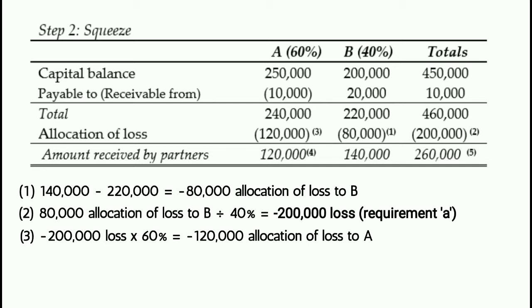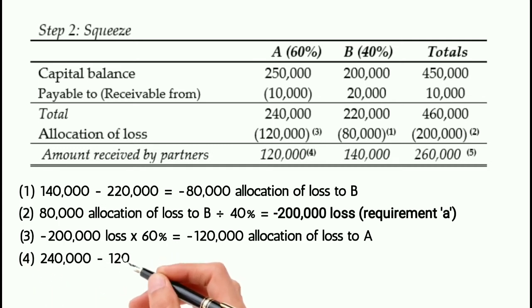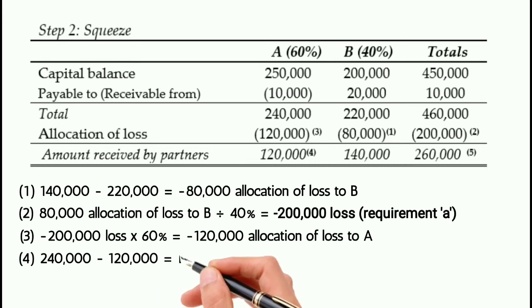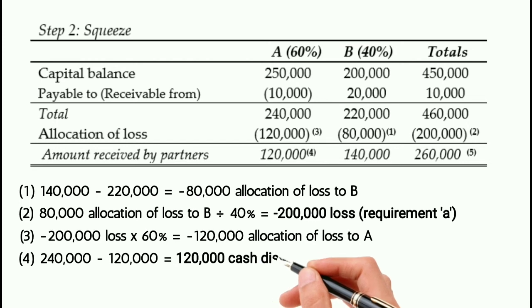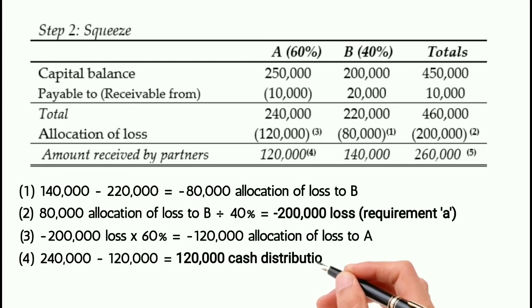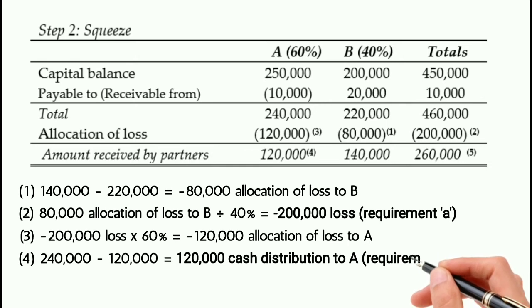At this point, pwede na nating makompute yung amount received by partner A. 240,000 pesos minus 120,000 pesos, that is equal to 120,000 pesos cash distribution to A. And that is the answer in requirement letter B.